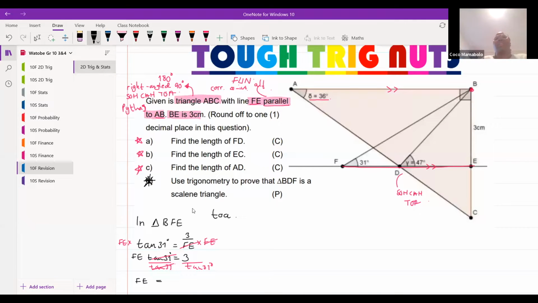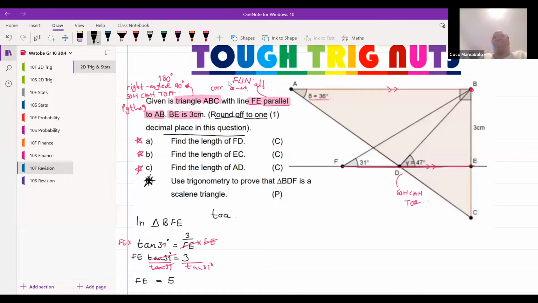What is our answer? 4.99. Good. But remember, this question says we must round off to 1 decimal place. So we're not going to make it 4.99, it's going to be 5, exactly 5 on the dot. So FE is equal to 5. Beautifully done.